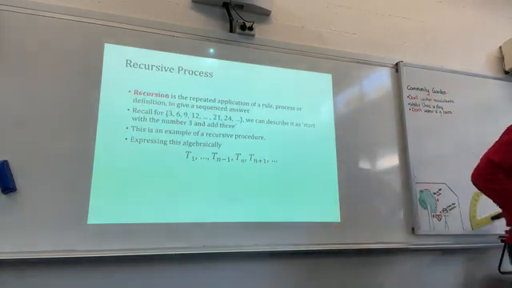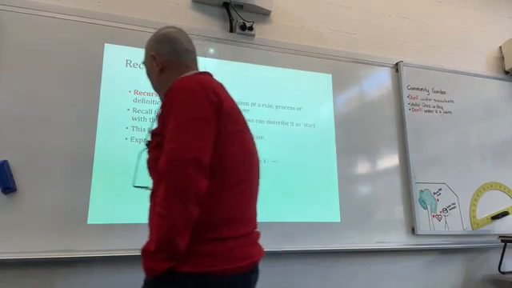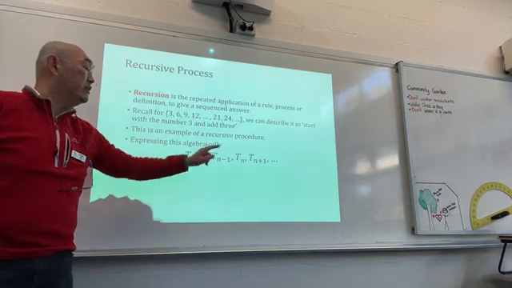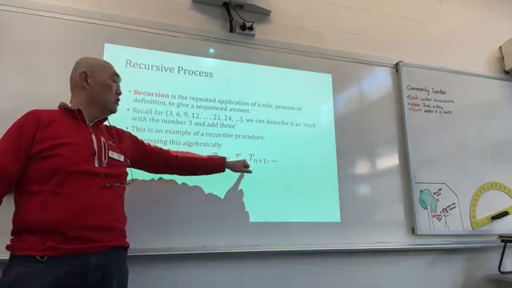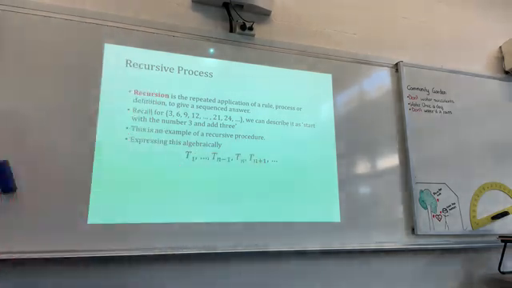All right. Now, defining the recursive process. Recursion is the repeated application of a rule, process, or definition to give a sequenced answer. So recall the set of numbers we looked at, we can describe it as starting with the number 3 and add 3. Example of a recursive procedure. So if we want to express it algebraically, term 1, 3 is T1, T2, T3, T4, until you go to term n. So the term before term n is Tn minus 1. The term after term n is Tn plus 1.